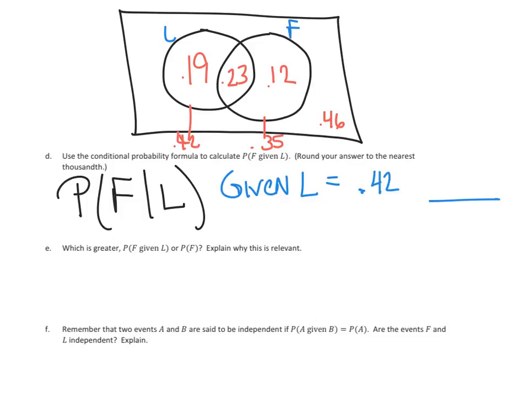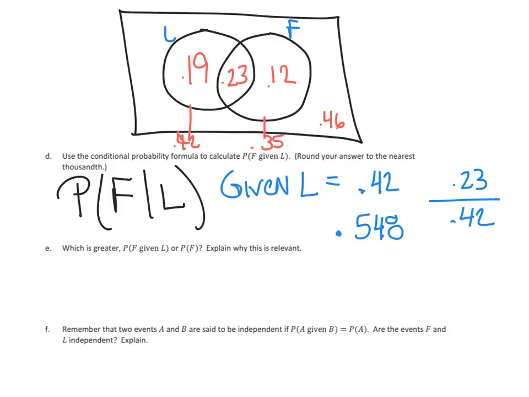So we'll see if you agree. I'm given the circle of L, so I know my probability is 0.42, and I want to be in F in that circle, so I'm saying that is 0.23 out of 0.42. And to the nearest thousandth, I get 0.548.